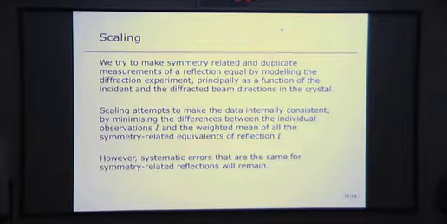Okay. But what are we doing in scaling? We're trying to make the symmetry-related and duplicate measurements for a reflection equal by modelling this experiment, so taking into account all of these different factors. What scaling is trying to do is to make the data internally consistent. It's not trying to apply any extra kind of model to the data to make it fit anything else. But it is minimising the differences between the individual observations and their symmetry equivalents. So if there are systematic errors that arise from other sources, then scaling will not take care of those errors.